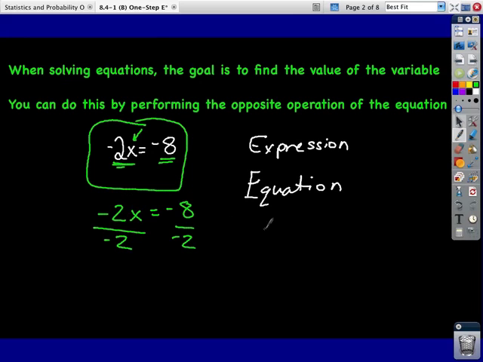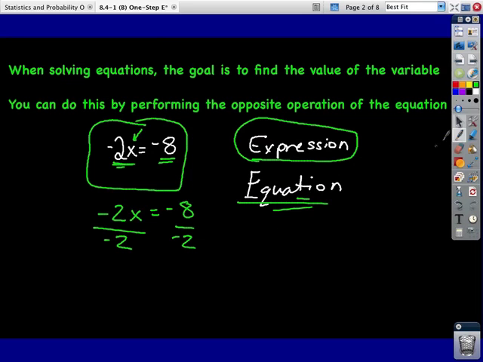And now here's where I want us to think about some of these key words. In expressions, when we were combining like terms, we didn't have to worry about doing anything to both sides because there was only one side. There was no equal sign. But in equations, equations are like balance beams.